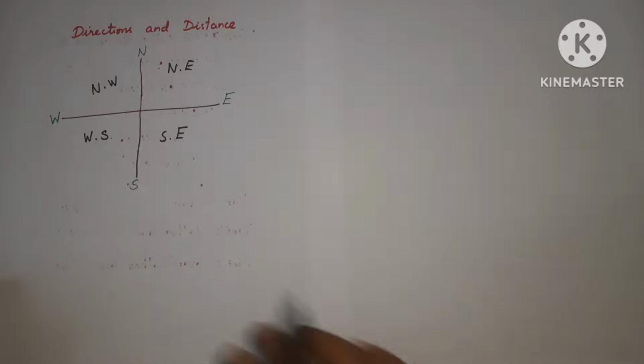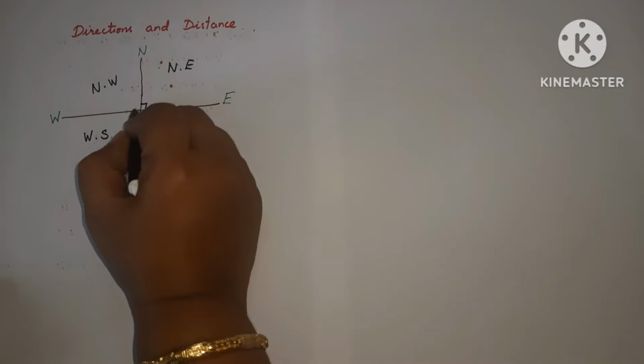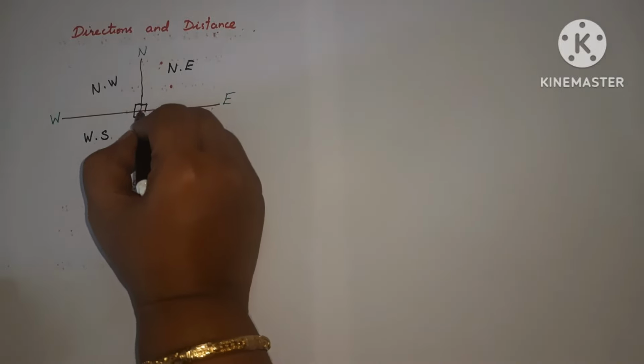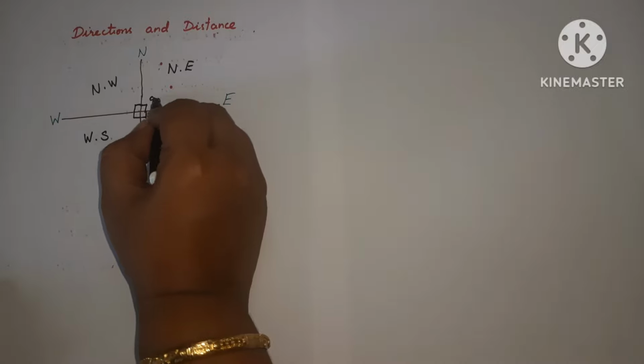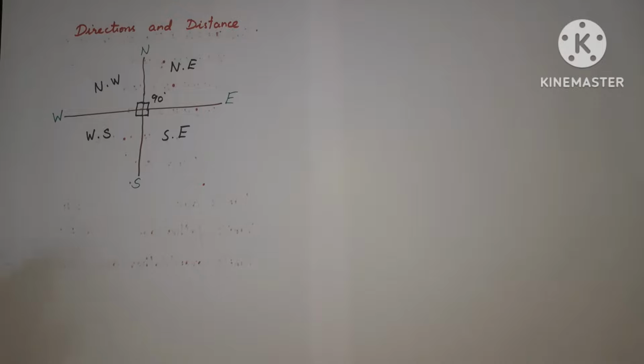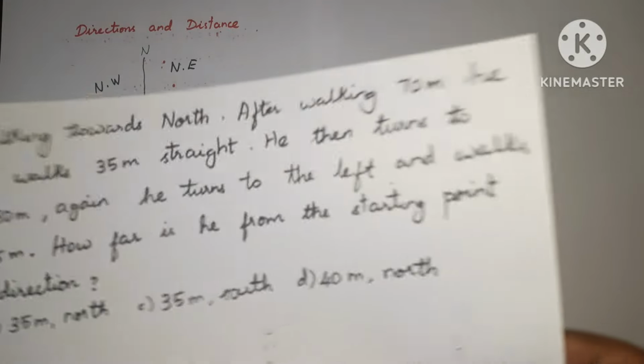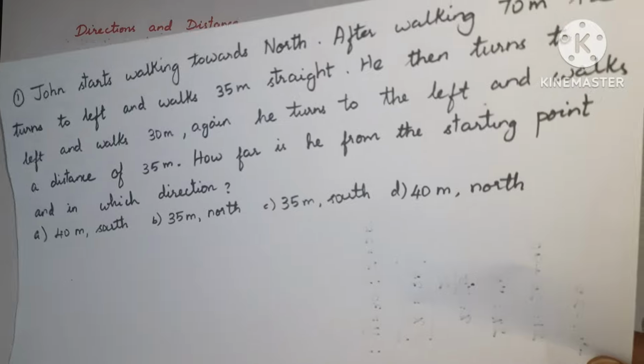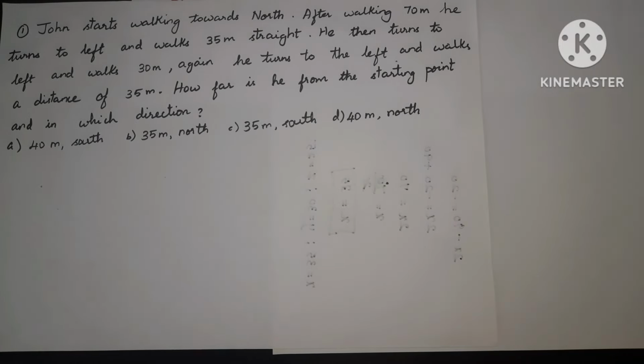And what is the angle formed here? It is 90, 90, here also 90 and 90. Okay, so 90 degrees. We have a few steps to follow to find the answer, which I'll tell you. First we'll see the question so that you'll understand better. So this is the example question.